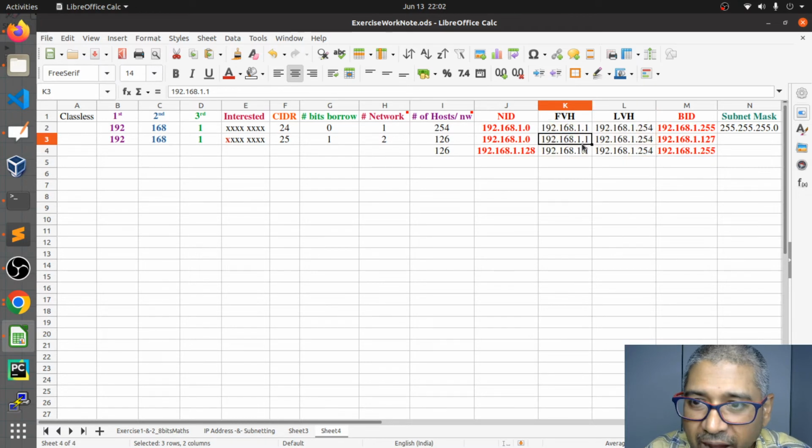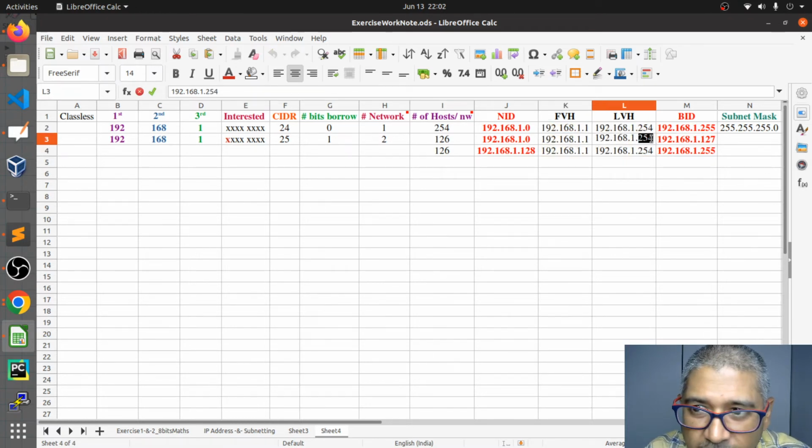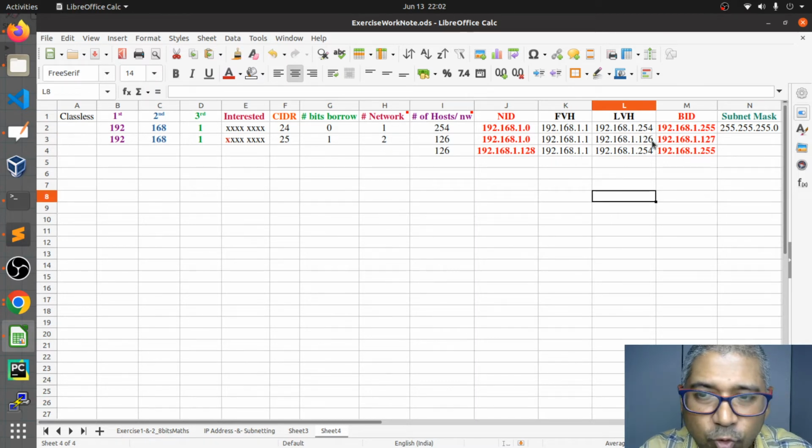Now let's find the IPs. It will start from 1 and it will end. Tell me, what will be the IP of the last valid host of this network? 126. Excellent, 126. It means from 1 to 126, any IP you take will be a valid host.